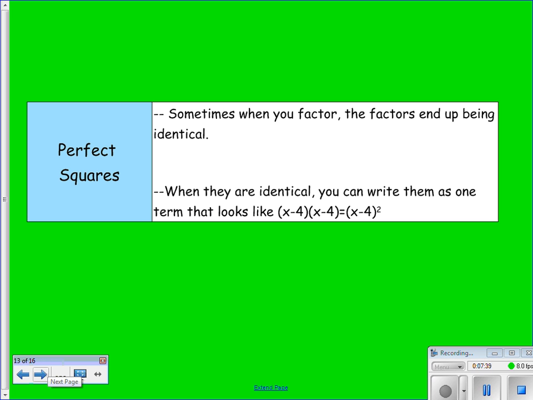All right, let's talk about perfect squares. So sometimes when you factor, the factors end up being identical. So there's a special way that we can write that out. When they're identical, you write them out like this. So we have x minus 4 times x minus 4. That can actually be written as x minus 4 squared. What that squared is telling us is that there are two of the exact same things being multiplied together. Okay, so that is what we're working towards.